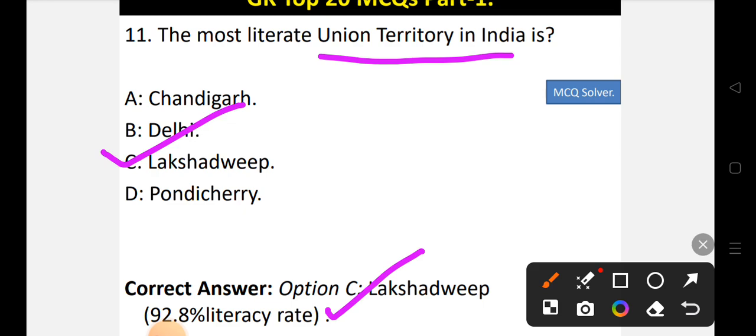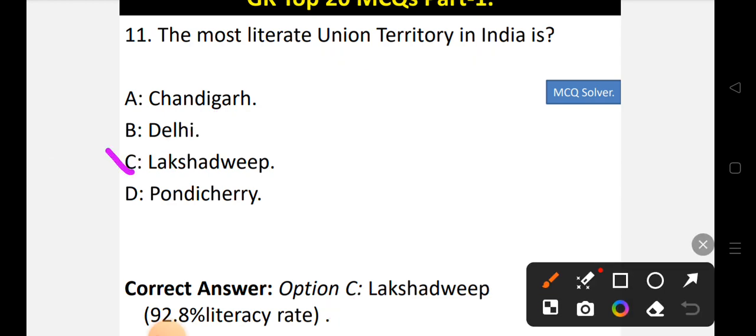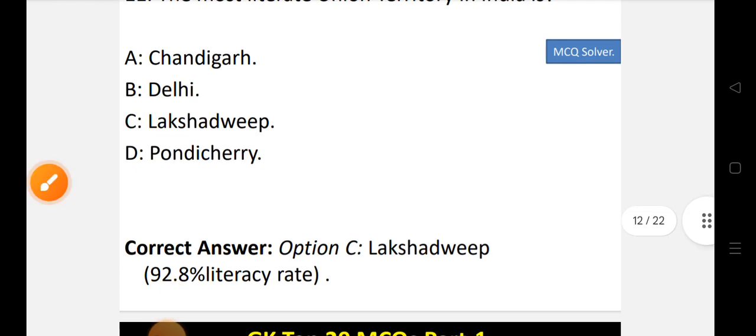It is the literacy rate, and in the states, Kerala is the highest literacy rate state. So among the states it is Kerala, and among union territories it is Lakshadweep. So C is the correct option. Now let's move to the other questions.